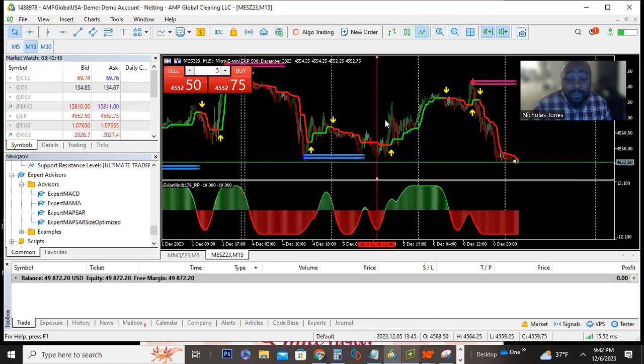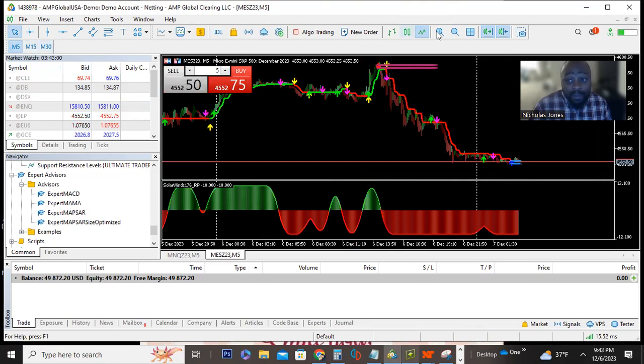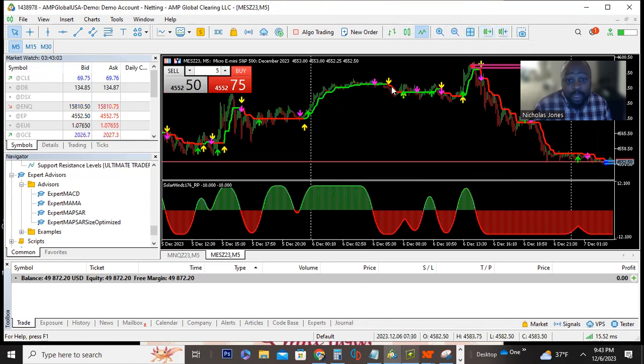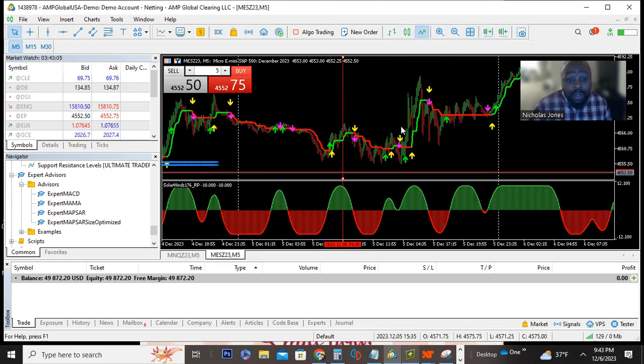Zoom out. Right here is where the support hit on the 30. This is where the support hit on the 15. This is where it hit on the 30. Then we're going to jump back to the 5, and we're going to look at where the support hit on the 5. This line is where support hit on the 30-minute time frame.